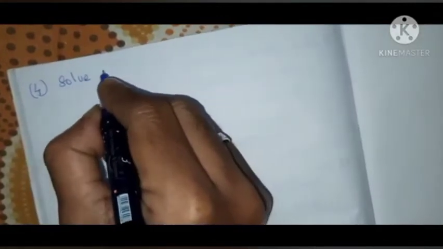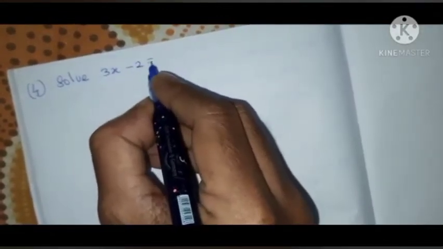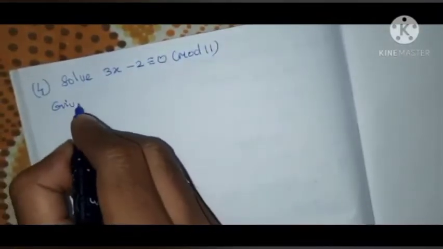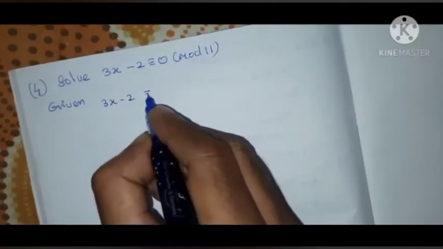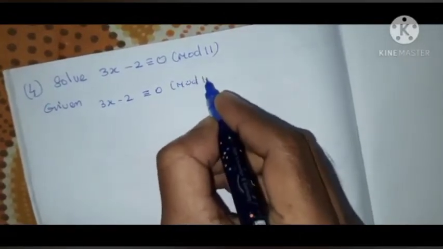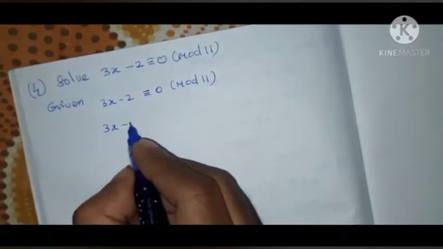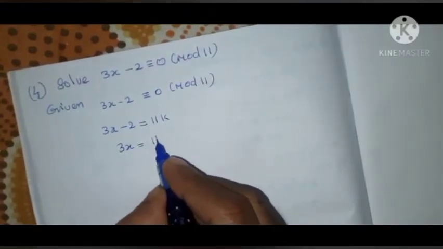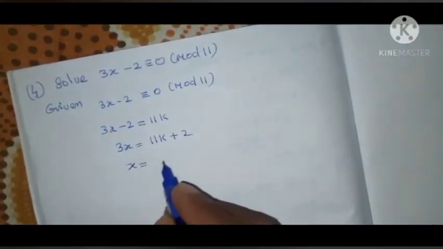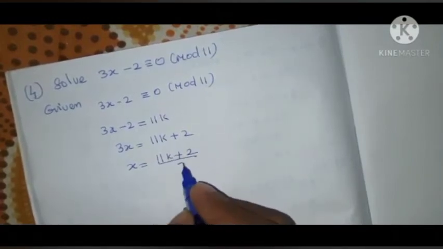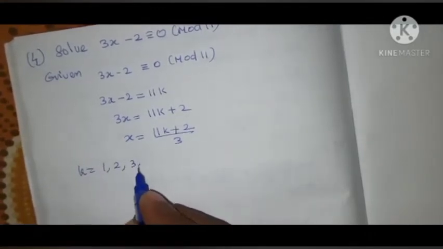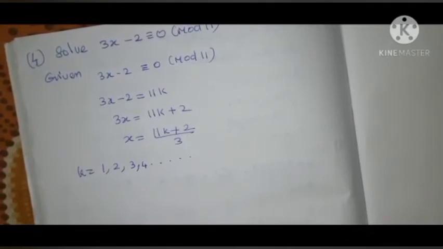Question number 4. Solve 3x minus 2 congruent to 0 mod 11. 3x minus 2 is equal to 11k, so 3x is equal to 11k plus 2. x is equal to (11k plus 2) by 3. k is equal to 1, 2, 3 and so on. These are integers, k is an integer.